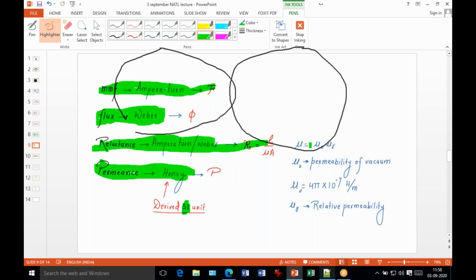Again, the formula is mu is equal to mu naught mu r. Mu naught is the permeability of vacuum. The vacuum permeability is a standard value and does not change. It is 4 pi into 10 to the power minus 7 Henry per meter. And mu r is the relative permeability.